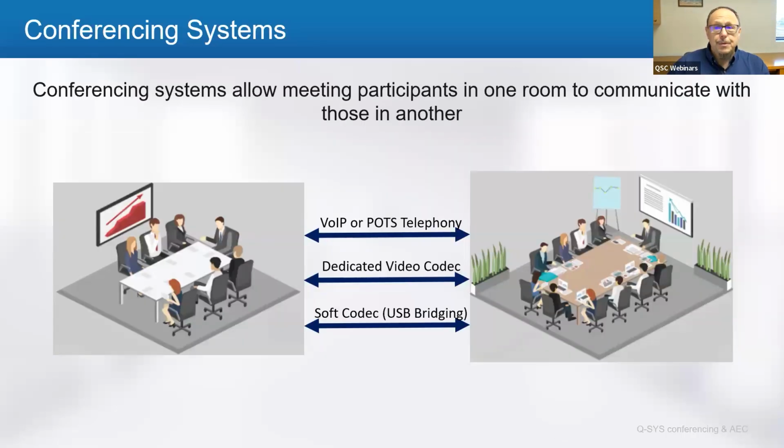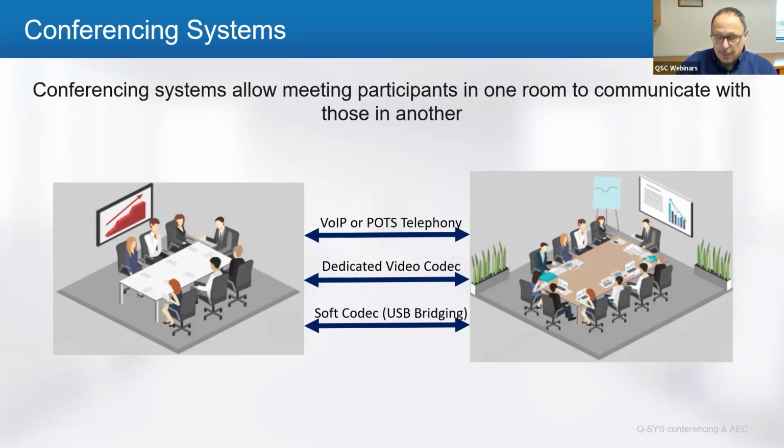One of the first terms: conferencing systems in general allow participants in one room to communicate with participants in another room, whether that be with VoIP or POTS or soft codec USB bridging. It could be from dedicated hardware-based form factors as well, like a hardware-based codec, video codec, or things like that. The reason we use that is that we want the ability for one room with open microphones and speakers, essentially speakerphones in each room, to be able to communicate effectively without issues.